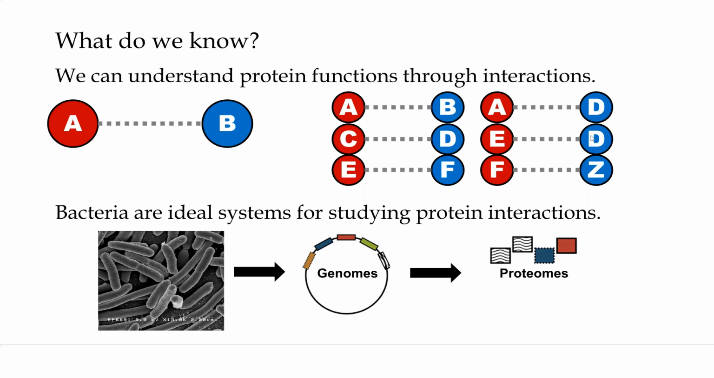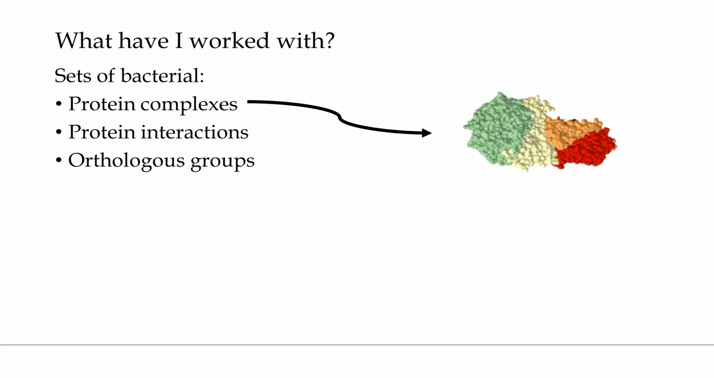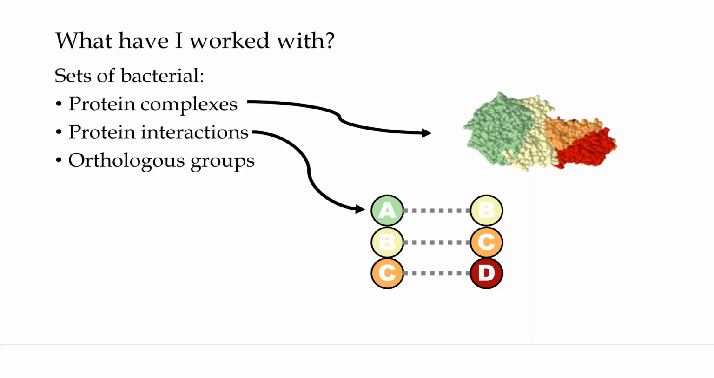So there are a lot of benefits to studying bacteria, and that's just one reason why I studied them during my recent research. As part of this research, I've worked with three general concepts. First of all is protein complexes. This is one way that we can understand how protein interactions occur in a stable form to have a common purpose or function. Here's just an example of the kind of 3D structure, that understanding of a protein complex. But we can also understand that in terms of the binary interactions between its components. That's perhaps a more abstract way of thinking about the interactions in a complex.